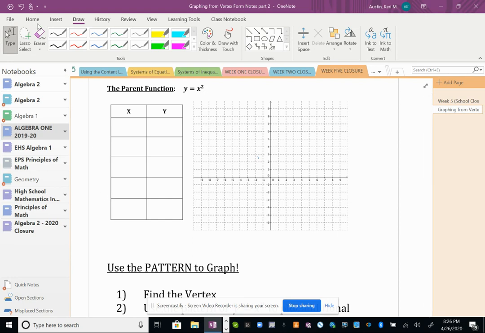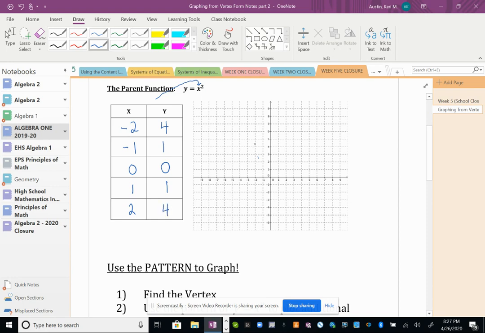So I'm going to choose -2, -1, 0, 1, 2. Okay, now I'm just going to substitute those values right up here. So if I put a -2 in there, -2 squared makes y equal to 4. -1 squared, we've got 1. 0 squared, 0. 1 squared, 1. 2 squared, 4. Okay, let's go plot those points.